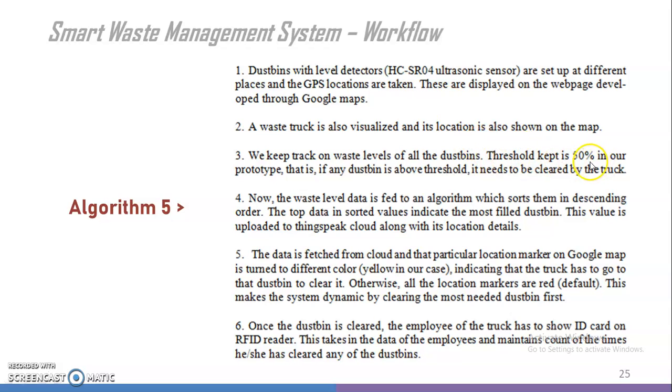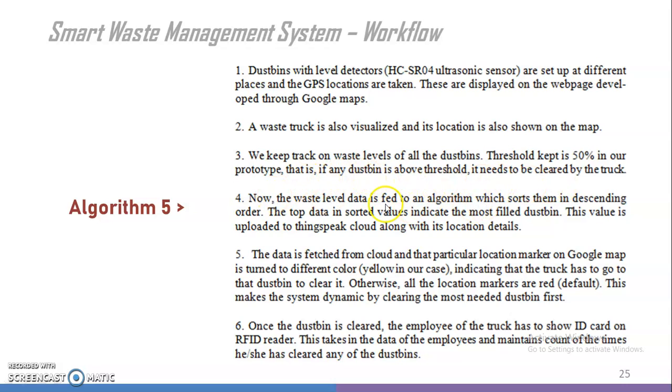The threshold is kept at 50%. If any dustbin fills above 50%, then the dustbin has to be cleared, and the truck will clear the dustbins all across the city. And if any dustbin is below the 50% threshold, the truck does not have to go to that dustbin.